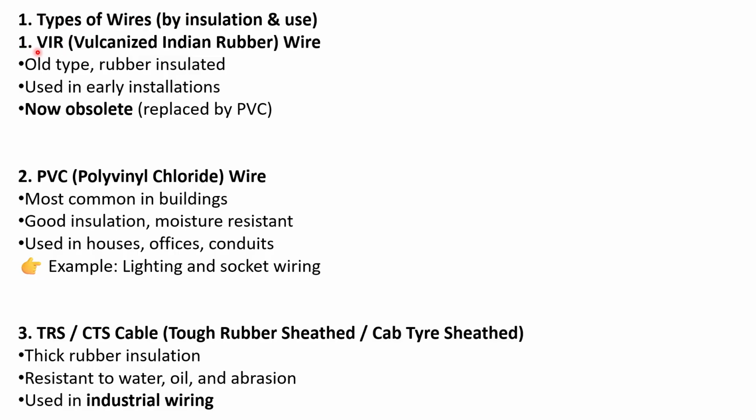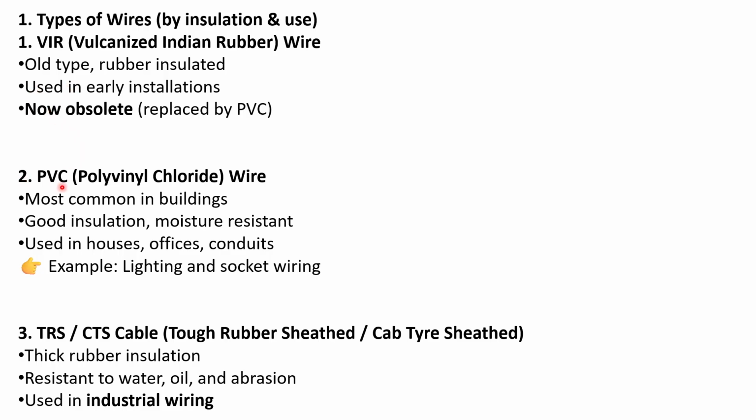VIR, vulcanized India rubber wire, was used at least 30 years ago. Old type, rubber insulated, used in early installation, now obsolete.